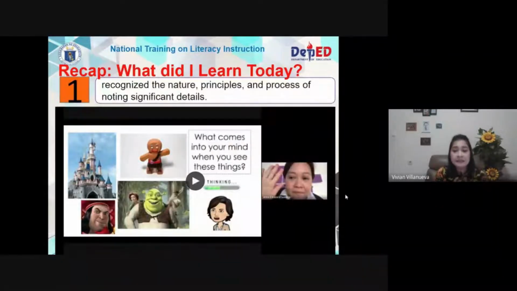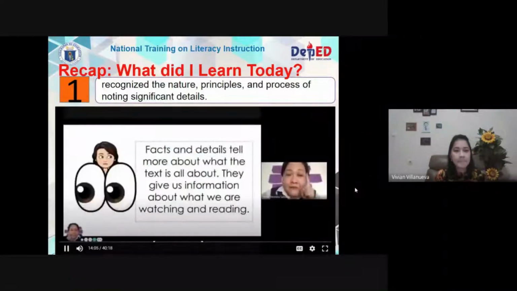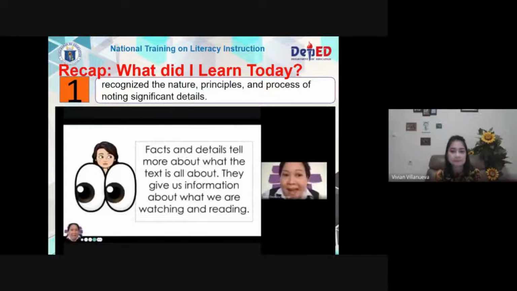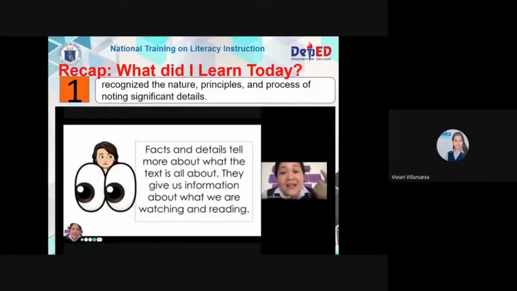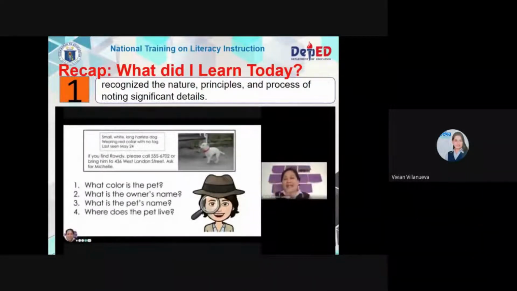Okay. How did this teacher apply this noting details for the second graders? If you are a good detective, you have to look for the facts and details needed in your detective work. Facts and details tell us more about what the text is all about, and they give us information about what we are watching and reading. So, are you ready to become detectives today?